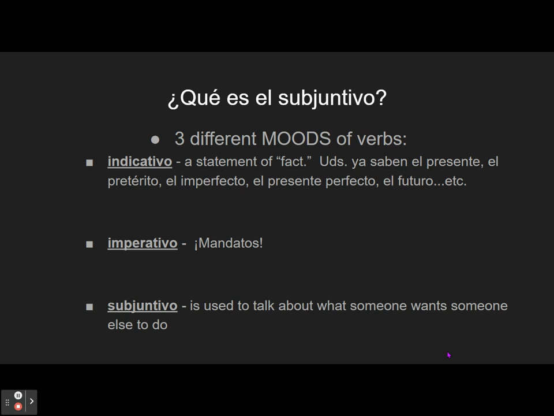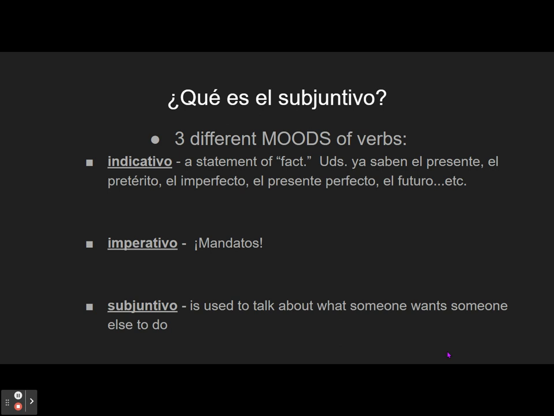But something that is a statement of fact from the point of view of the speaker or the reader should take the indicative, whether it's something that's happening, happened, has happened, was happening, etc. The imperativo, or imperative, is mandatos, or commands, and we'll be learning a bit about those in our last unit of the year, so within the next few weeks.